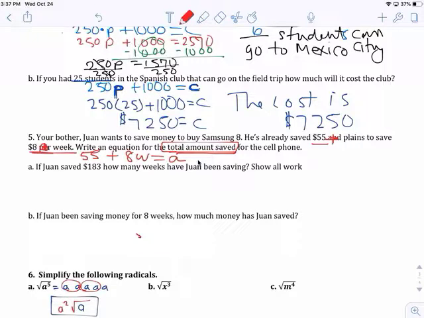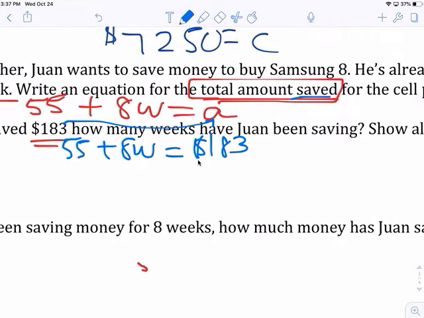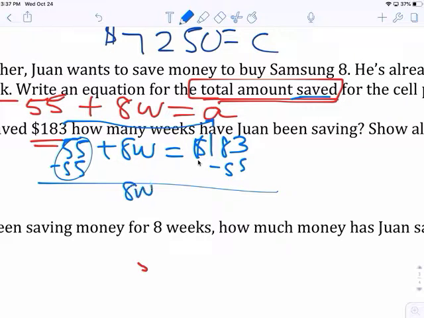If Juan saved $183, how many weeks has Juan been saving? In this case it's saved, so the amount saved goes in here. So 55 plus 8W equals $183. Subtract 55. 8W equals 128, divide by 8, divide by 8. Let's see, 128 divided by 8 is how many weeks? 16 weeks.